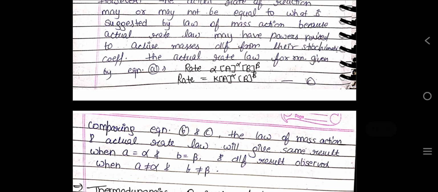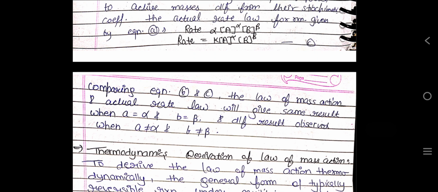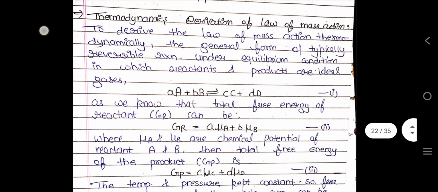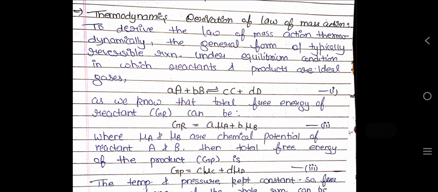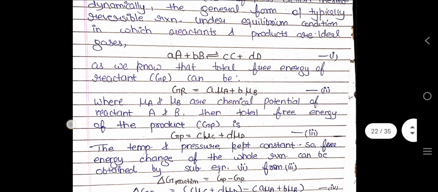Then the law of mass action says that the rate of the above conversion should be directly proportional to [A] to the power a, [B] to the power b. Rate is equal to k times [A]^a [B]^b. k is the constant of proportionality and is typically labeled as the rate constant of the reaction. However, the actual rate of reaction may or may not be equal to what is suggested by the law of mass action, because the actual rate law may have the powers raised to active mass different from their stoichiometric coefficients.